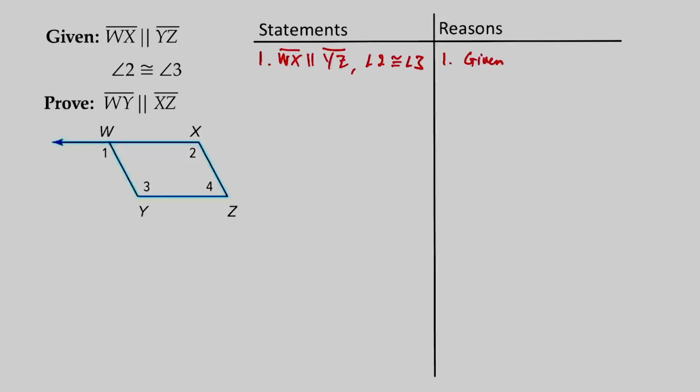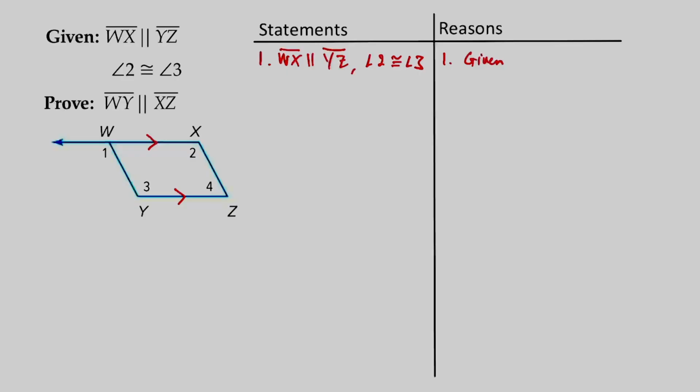Now let's look at our diagram. We're told that side WX is parallel to side YZ, all right? So we have a pair of parallel sides, and we get to choose where our transversal is going to be. So using those two sides as our parallel sides, we see that side WY can serve as a transversal.